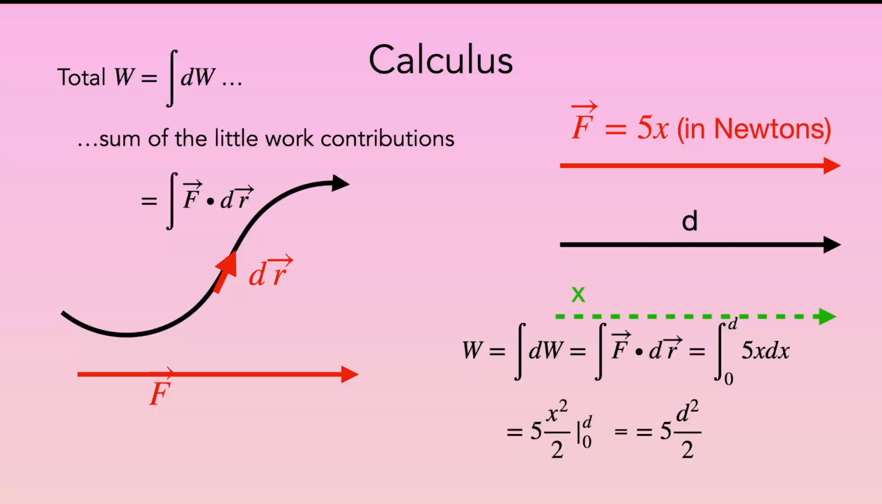And when you do that, integrating x dx gives x squared over 2. So we have 5 as a constant that we factored out, times x squared over 2, evaluated from 0 to d, and you get 5d squared over 2 as your answer. 2.5d squared.